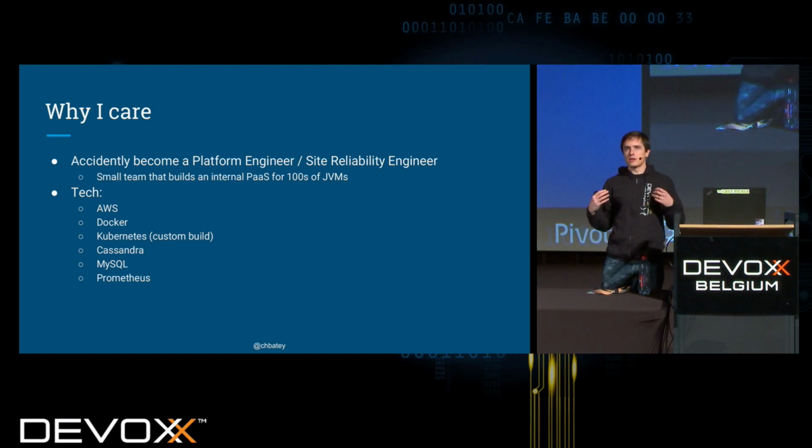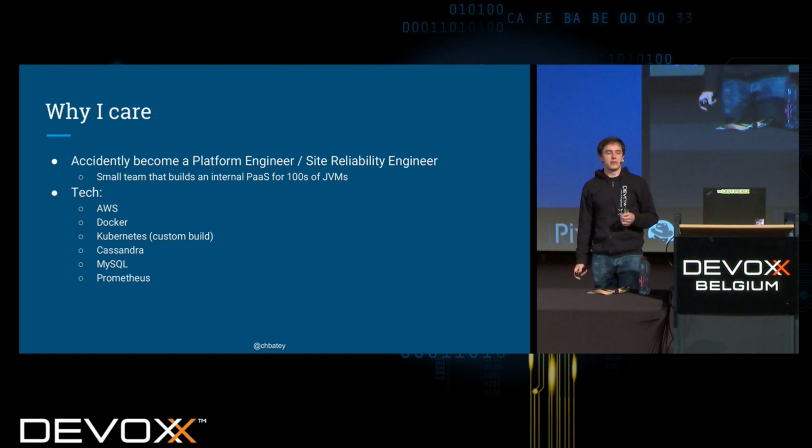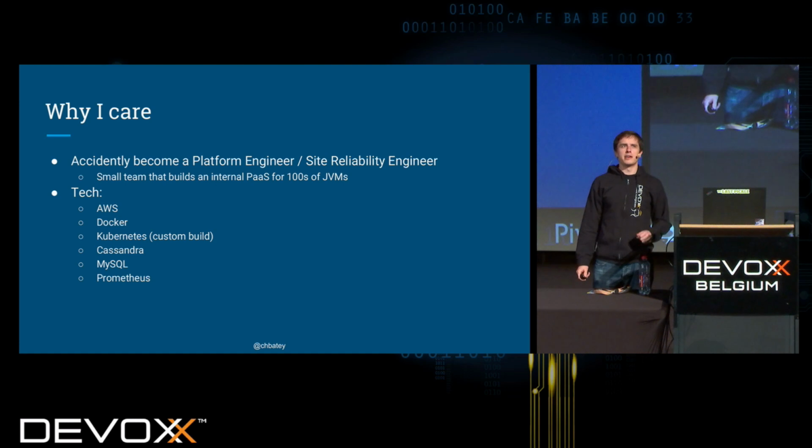And what I've been doing is building a platform for people to deploy Docker containers, which normally contain JVMs, across a large set of hosts. So I'm working in a very small team now, which manages hundreds and hundreds of Docker containers, most of which have JVMs inside them, and it's using a custom build of Kubernetes.